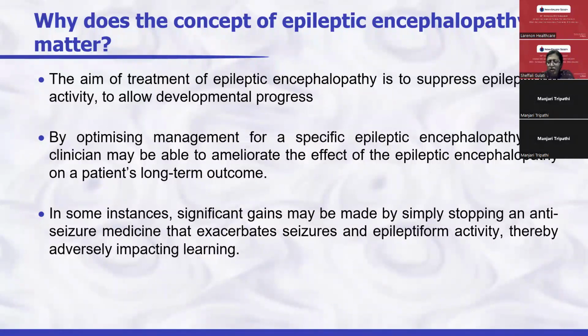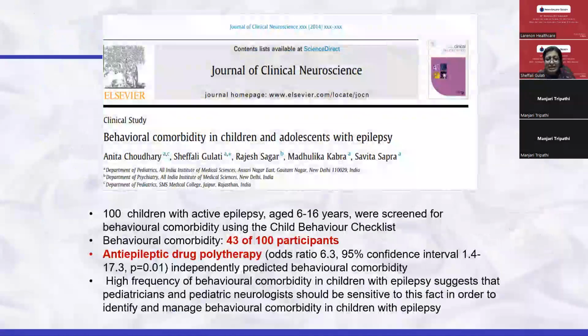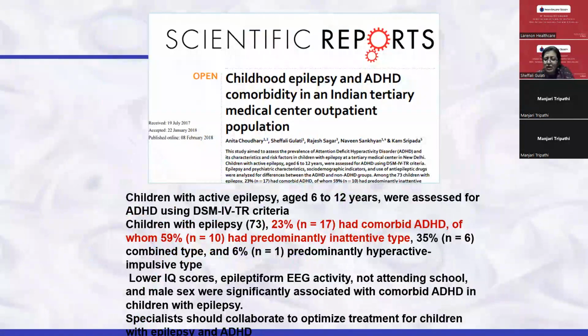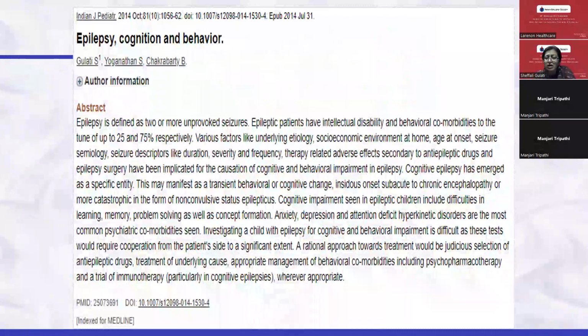So we have to optimize, and that is why it's very important to understand that anti-seizure medications can have problems. We had seen that 43 out of 100, that means 43% of children with epilepsy, had some behavioral comorbidities, and with polytherapy it was much more. Out of a subset of these 100 patients, 23% had comorbid ADHD. So epilepsy, cognition, and behavior are all interrelated.